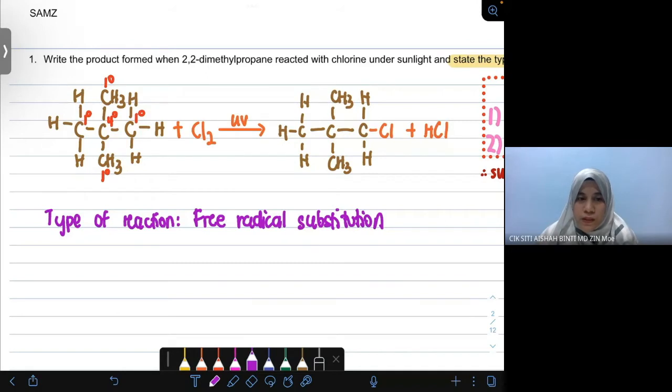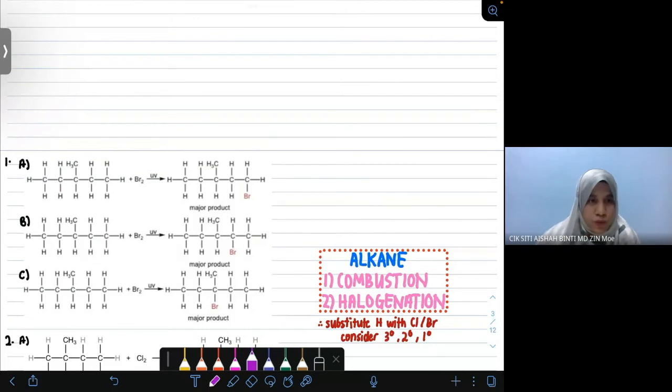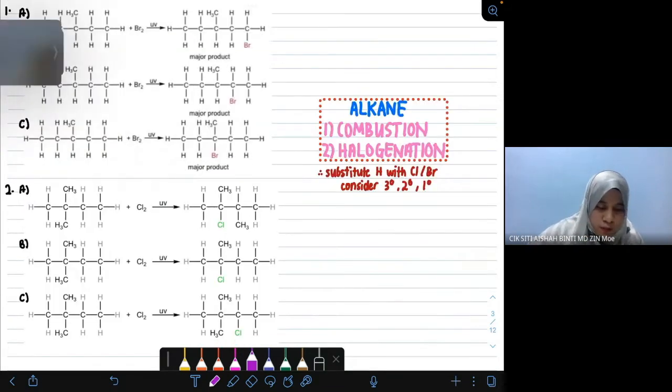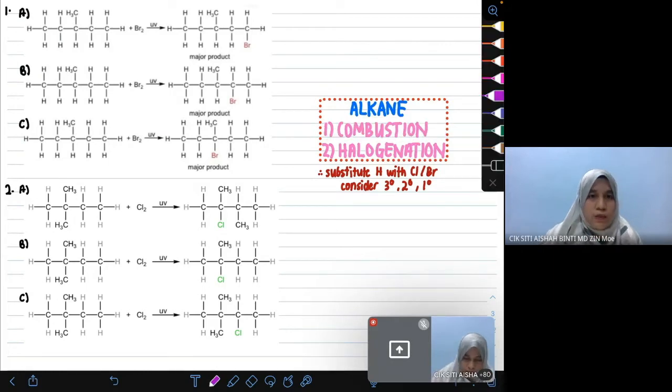So this is the answer for question number 1. We have to substitute it and then state the type of reaction. Okay, so that is the question itself. Next, Miss wants you to answer. There are 2 questions here. Wait a moment. Can you see it? You can open it and enlarge the screen.